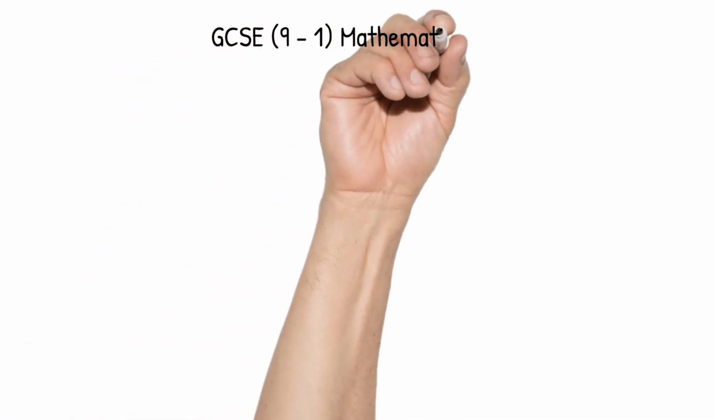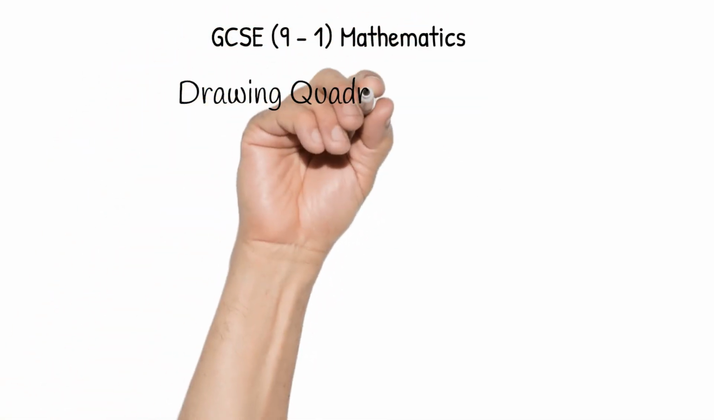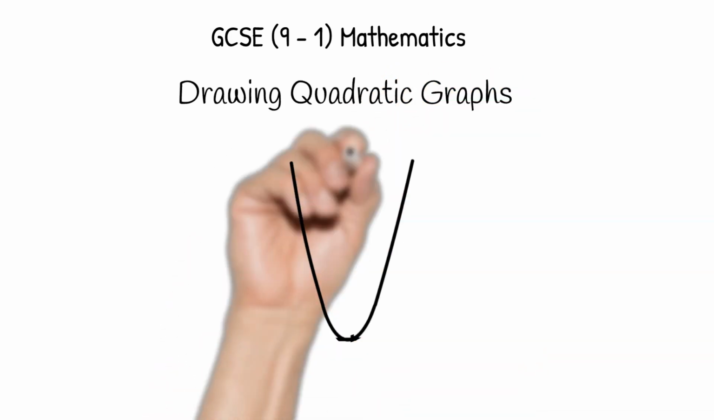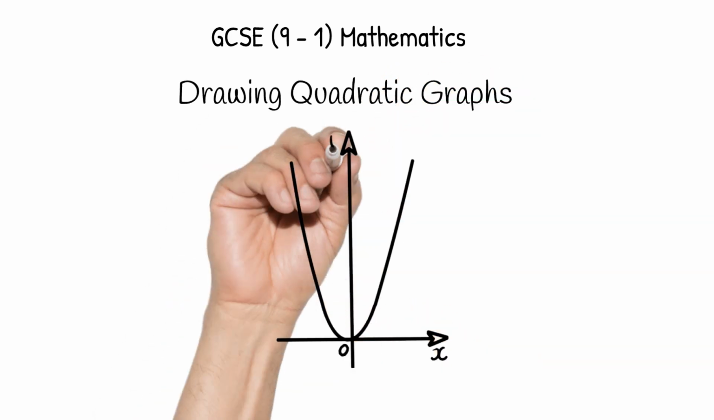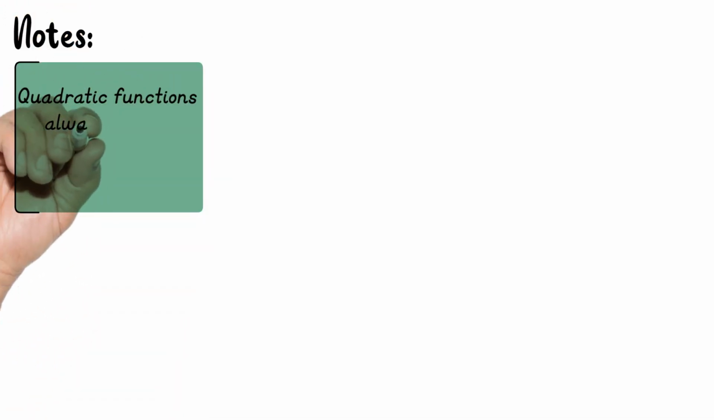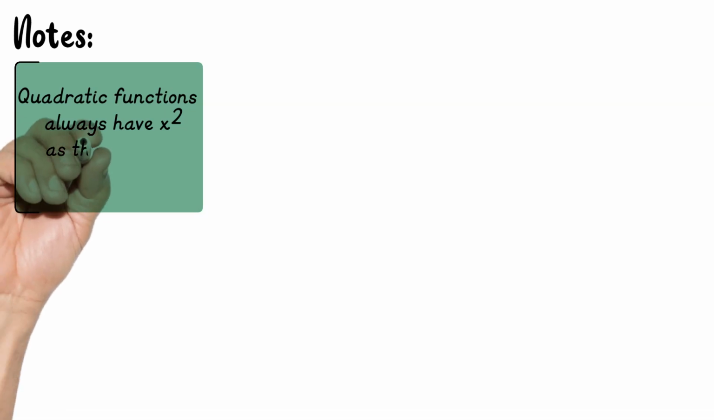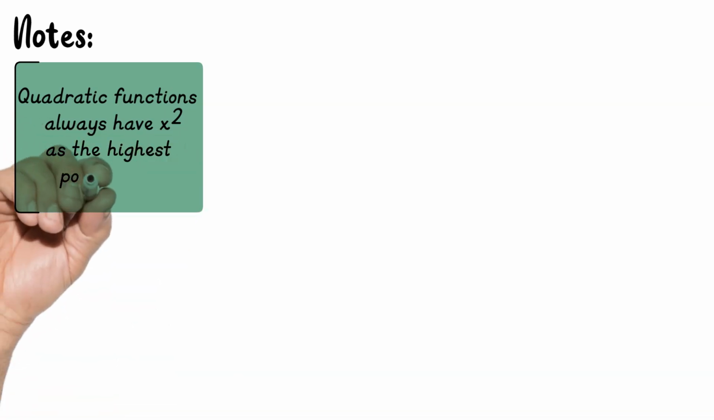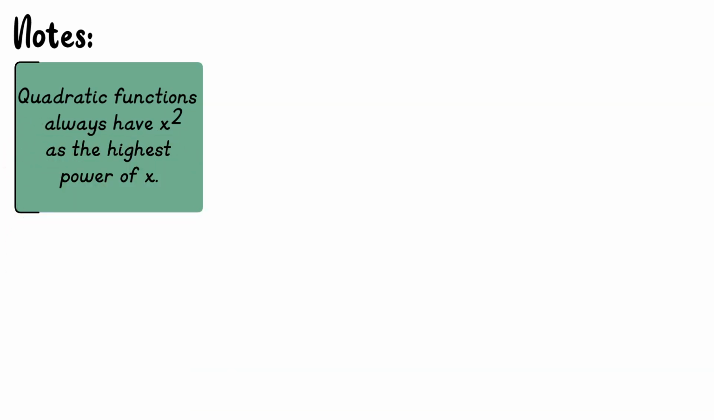In this video, we are looking at drawing quadratic graphs. So before we draw them, there are a few notes we need to go through. So the first note is that quadratic functions always have x squared as the highest power of x. So x squared plus 7, x squared plus 3x plus 4. So those are examples of quadratic functions.